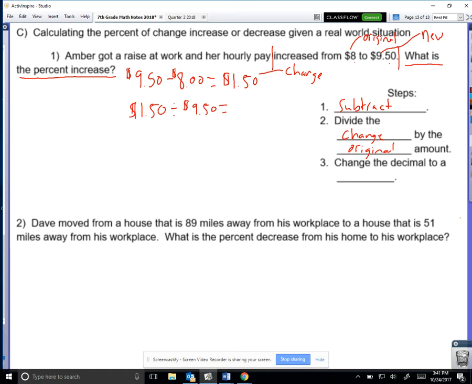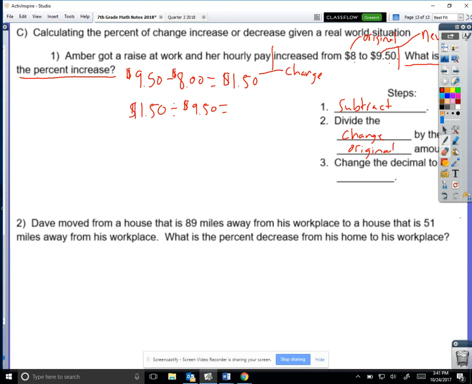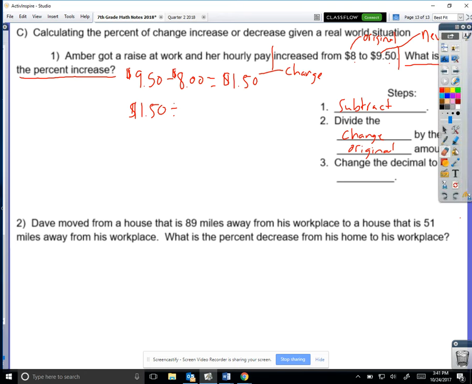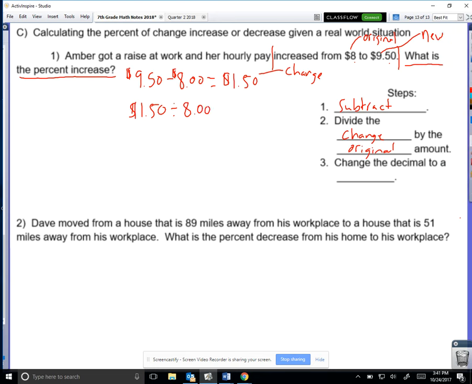Whoa, I almost messed up there, guys. We've got to go back here. Forget I said that part. Did anyone catch that mistake I made there? I hope you did. Good thing to be paying attention. I'm going to take the $1.50, the change amount, and I need to divide it by the original. That's why we label those. See how easy it is to make that mistake? Even a math teacher almost made that.